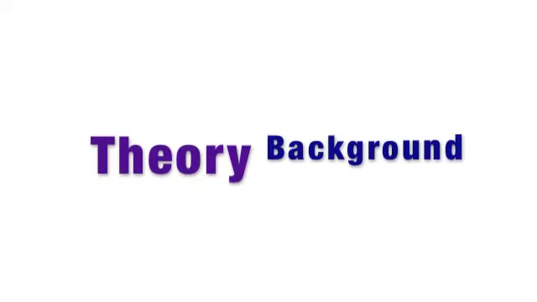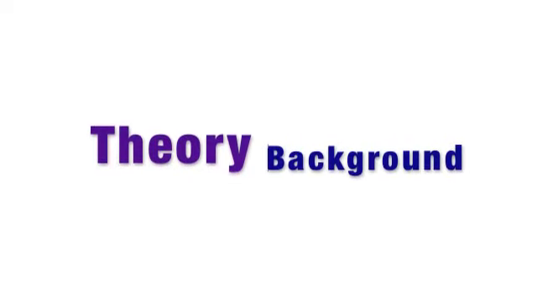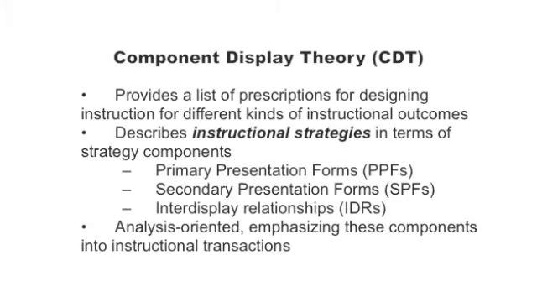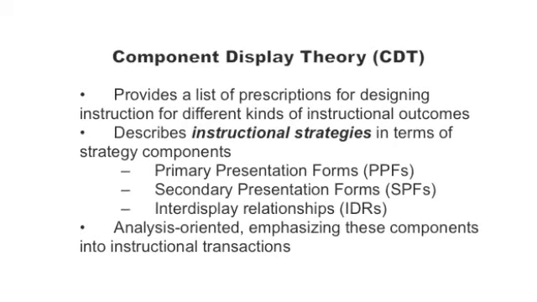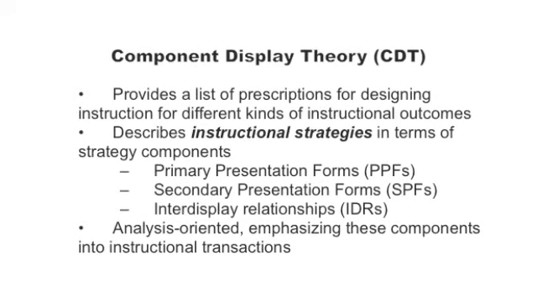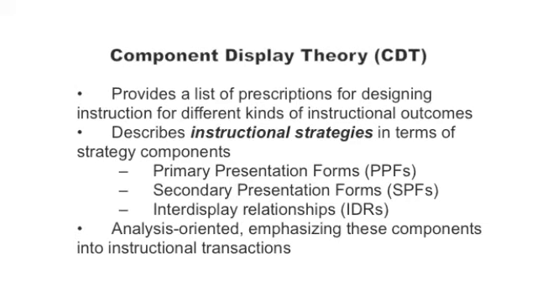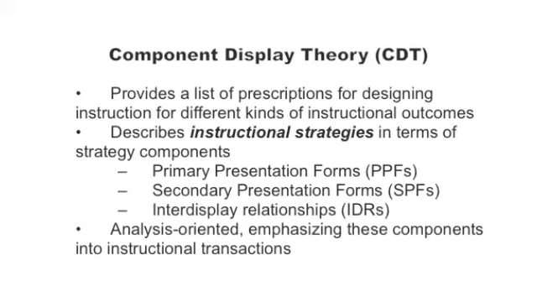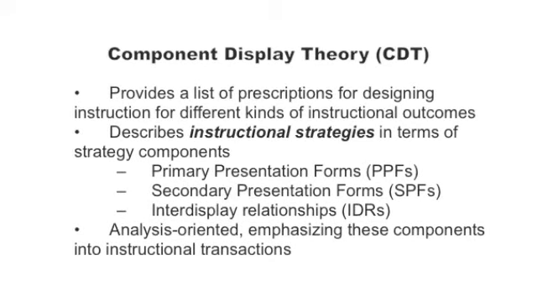Now let's take a look at the theory background. The component display theory provides a list of prescriptions for designing instruction. Now these are for different kinds of instructional outcomes. According to Merrill, the CDT describes instructional strategies in terms of strategy components. These components are primary presentation forms, secondary presentation forms, and interdisplay relationships.